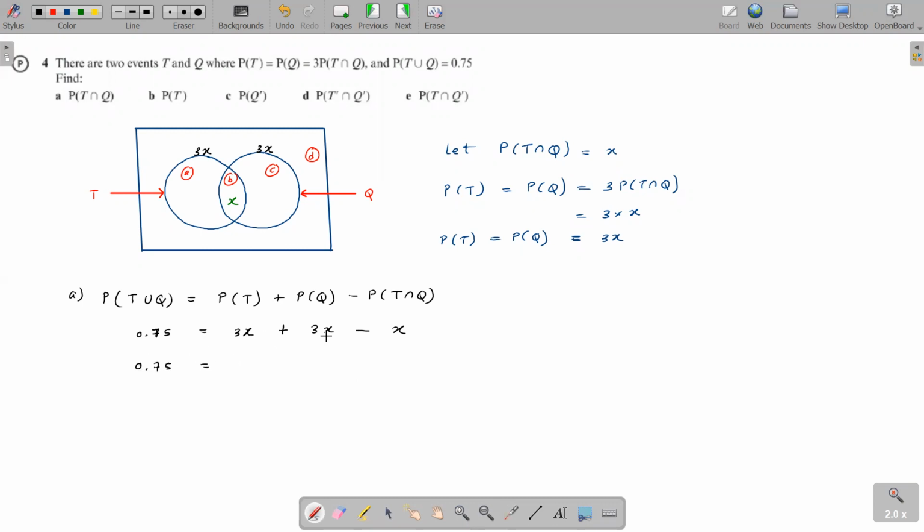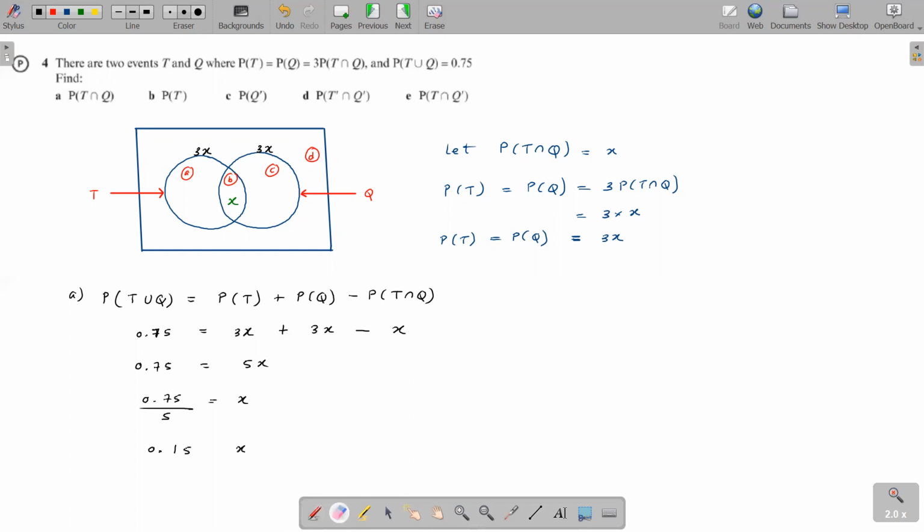0.75 equals 3X plus 3X. That's 6X. 6 minus 1 is 5X. And you can get the value of X. 0.75 divided by 5. So how much is that? 0.15. So X is 0.15.